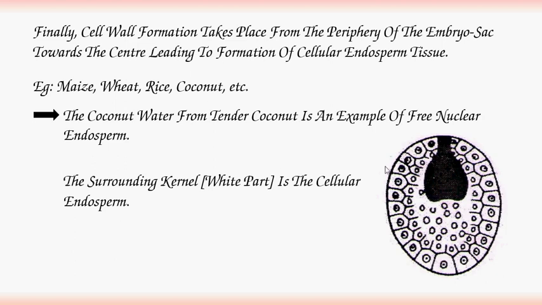Now, imagine it is a coconut. The kernel, that means the periphery, this white portion, is the cellular endosperm, where nuclei are separated with cell wall formation, and in the center is free nuclear division. This is the embryo, and these are the free nuclei in the coconut water. Tender coconut water consists of free nuclei without cell wall formation. Later, it becomes cellular endosperm after cytokinesis.